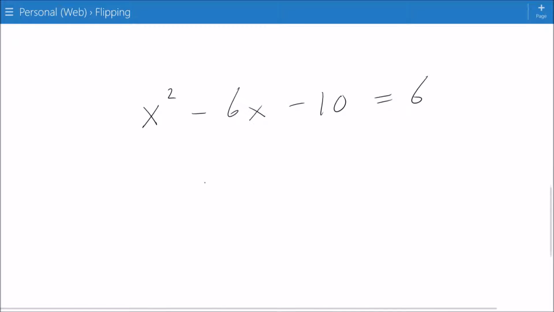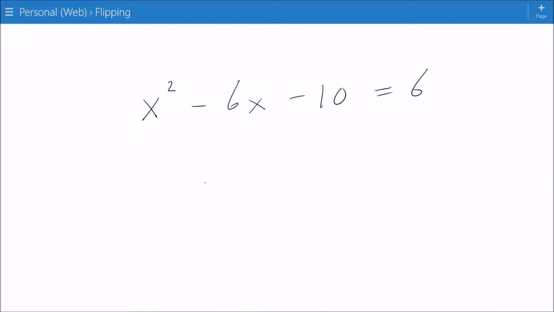Let's take a look at this guy here. Okay, looks kind of scary. Not too bad, honestly. First things first, you need to get the right side equal to 0. That is our goal. So what can we do? Well, if we subtract 6 from both sides, notice that 6 is a constant here. So you do need to subtract 6, or add -6 to both sides.